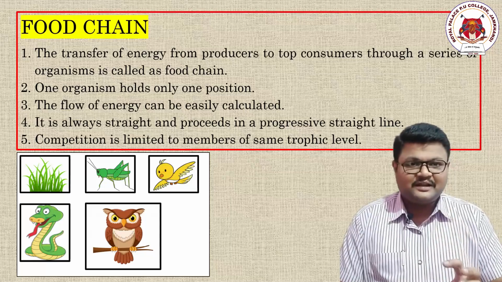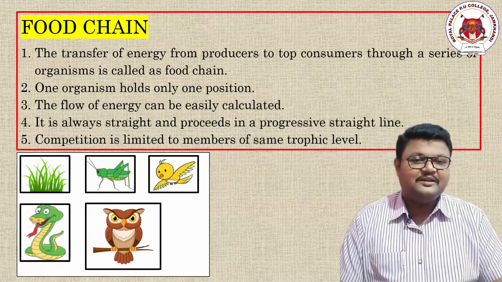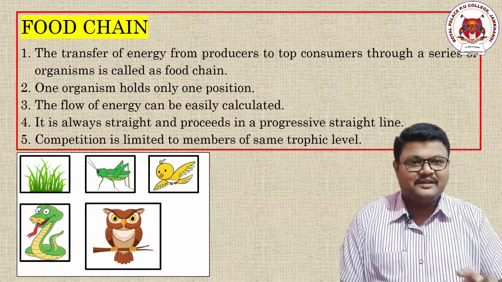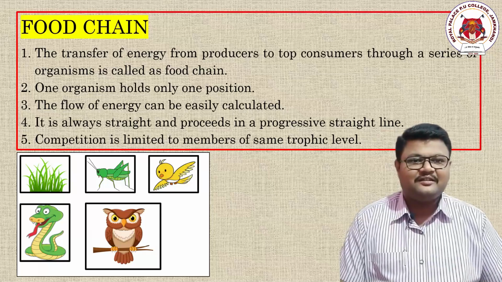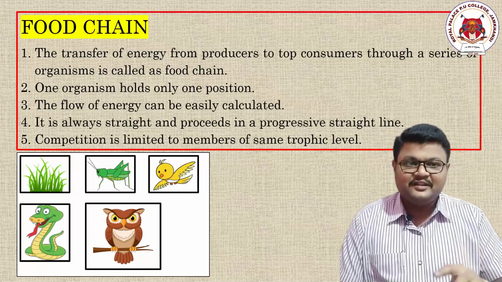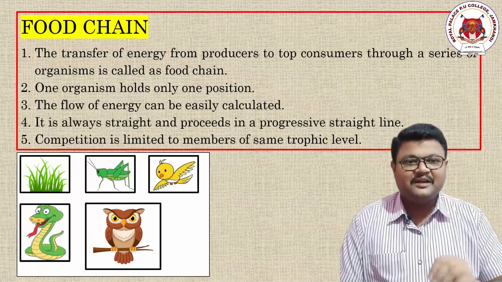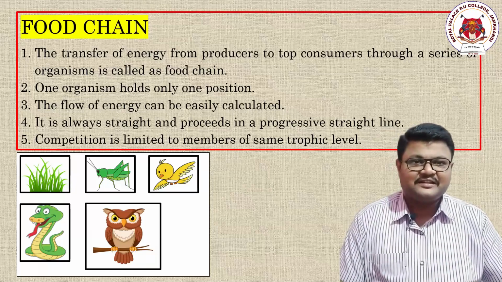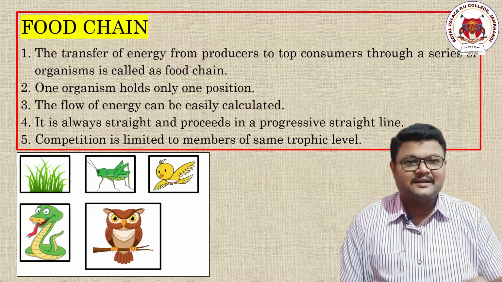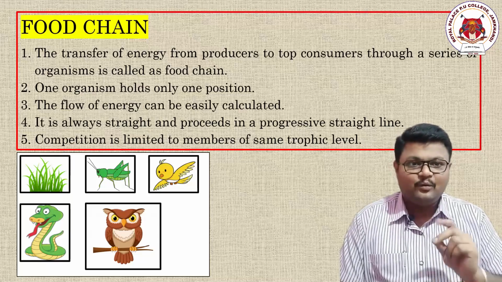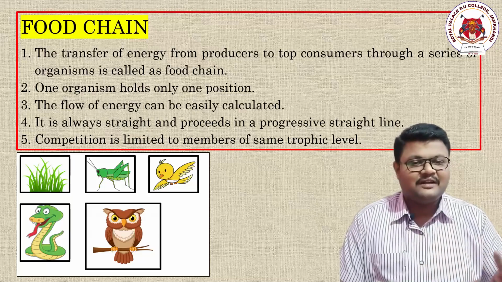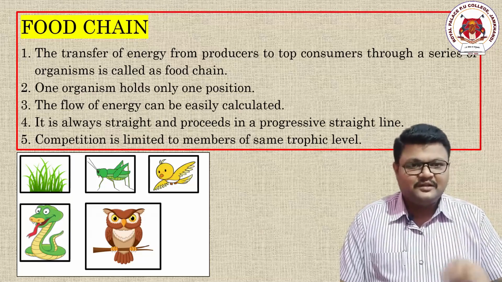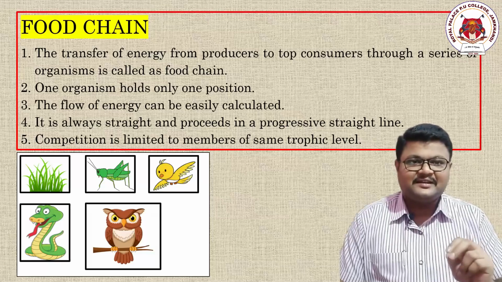This much amount of grass is being eaten by this many grasshoppers, and these many grasshoppers are being eaten by this many birds, and these many birds are being eaten by this many snakes, and the process goes to the final consumer, that is the owl. So it can be easily calculated, since this is only one chain, one-directional flow of energy situation. So the flow of energy can be easily calculated here.